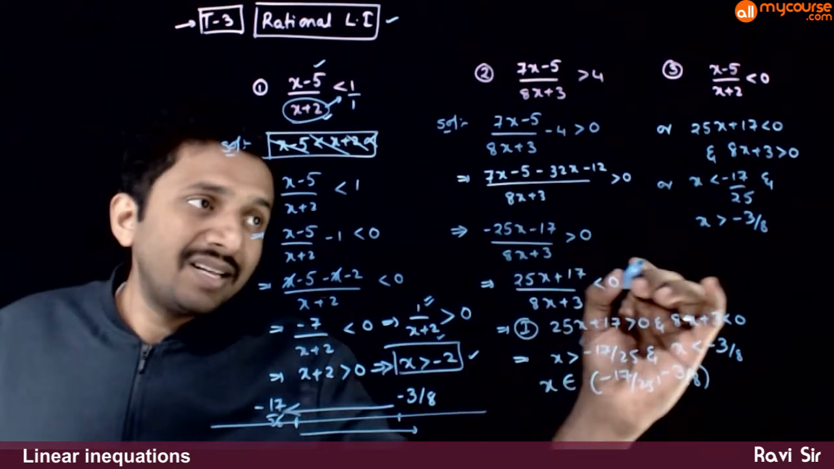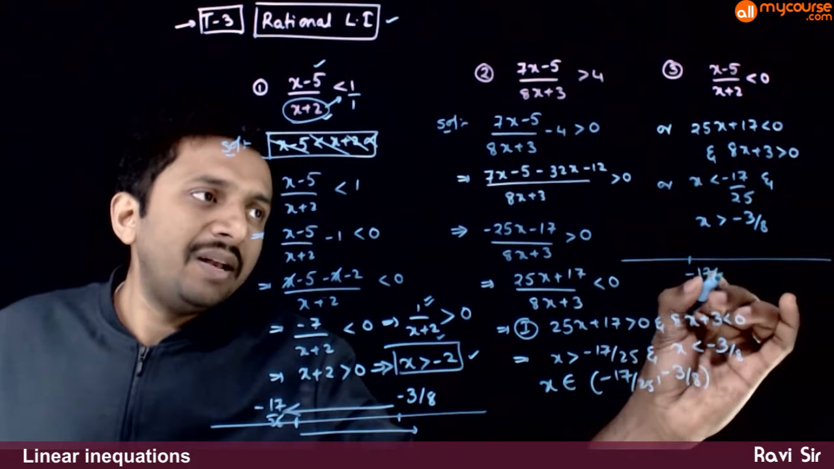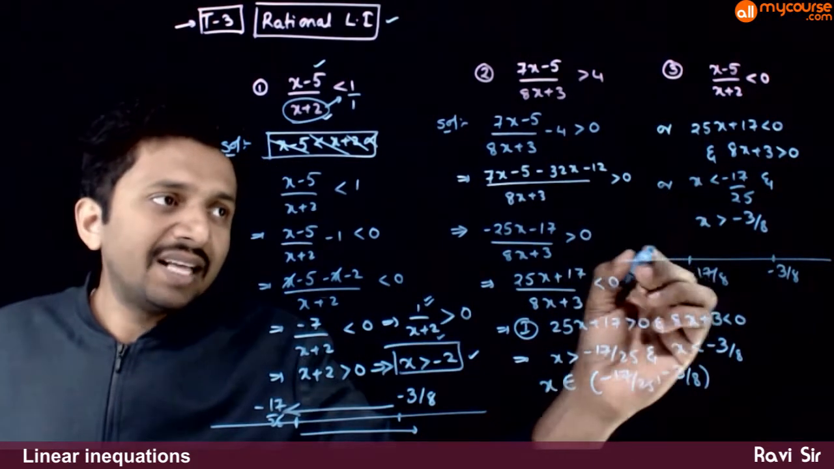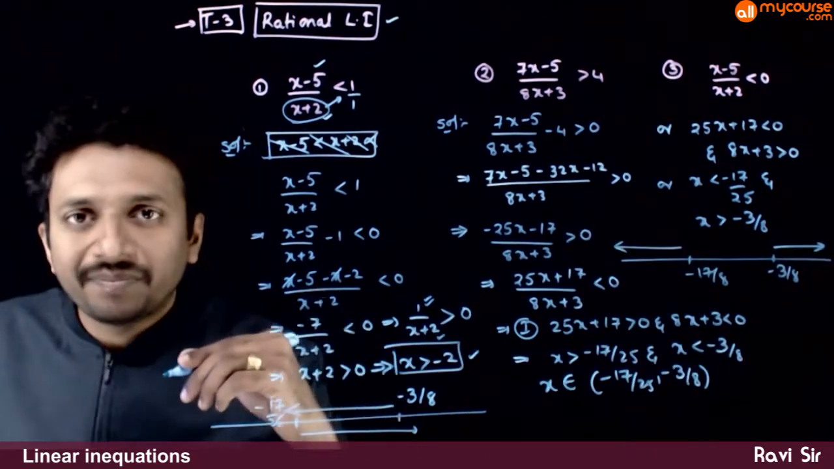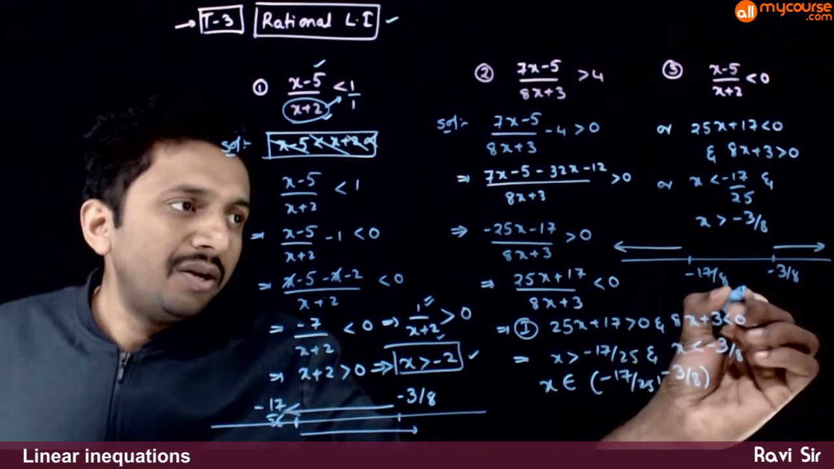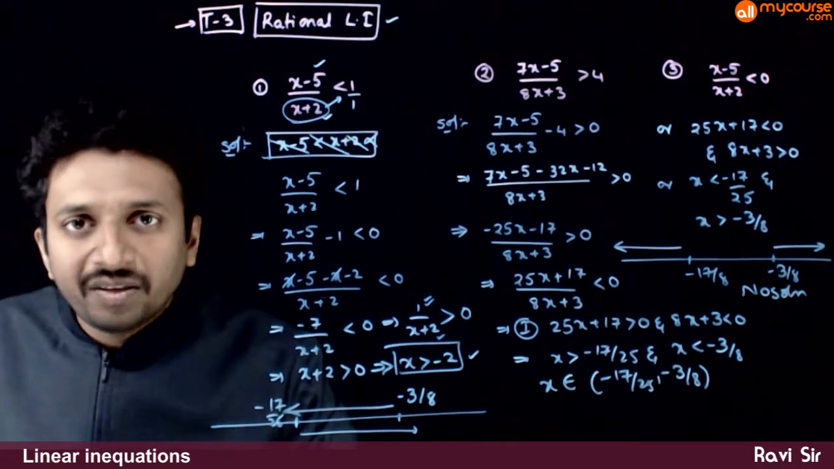If you go to the next equation, x is less than -17/8, or -3/8. X is less than -17/25 and x is greater than -3/8. So what is the simultaneous solution for this? No solution, because there is no common solution for these two.